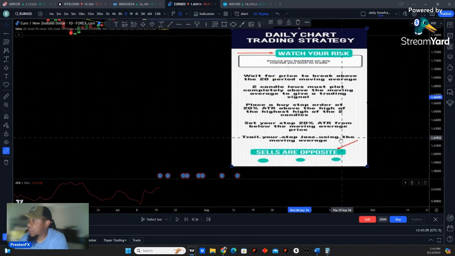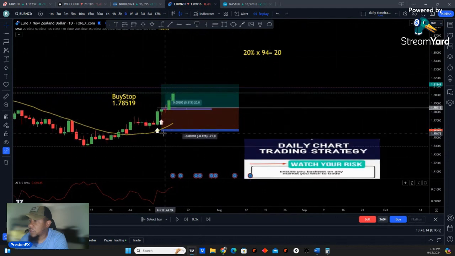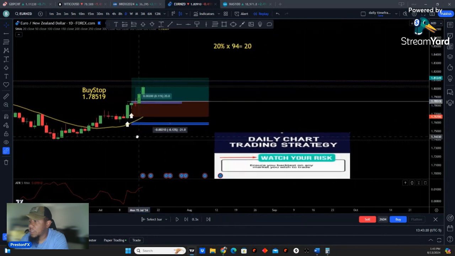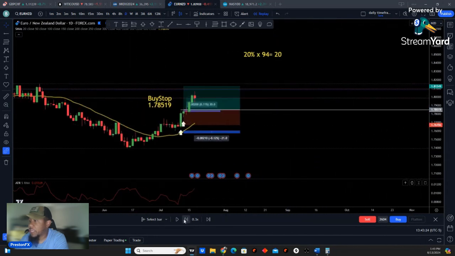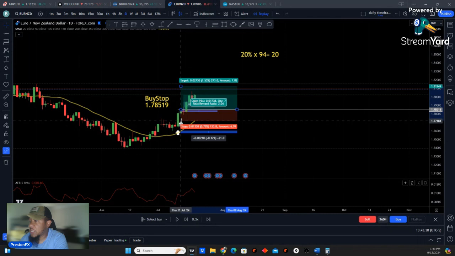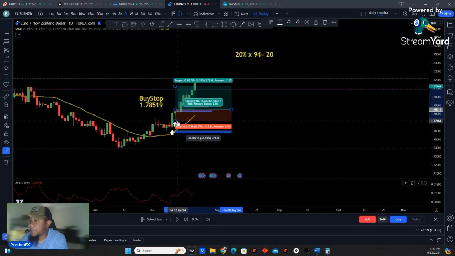Trail your stop loss using the moving average. All right, look at this. Let's move this out the way. Let's move this up. Now we're up. Let's go up again. Let's keep going. You're constantly trailing your stop loss up. Now we're at 2% risk. Look at that.